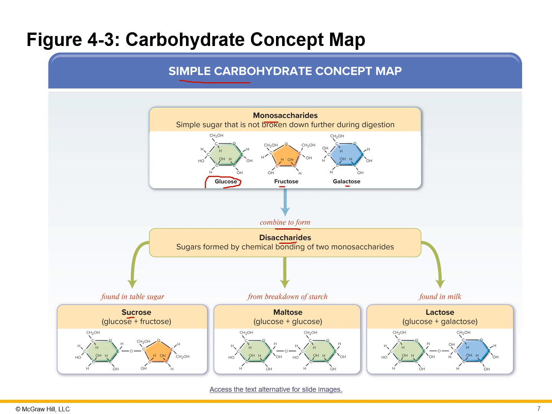and 3 of the common ones we'll talk about. Table sugar or sucrose, which is made up of glucose and fructose, maltose, especially in alcoholic beverages. That's broken down from starch to give us 2 glucose molecules attached together. And then lactose, of course, in our milk is glucose and a monosaccharide called galactose.